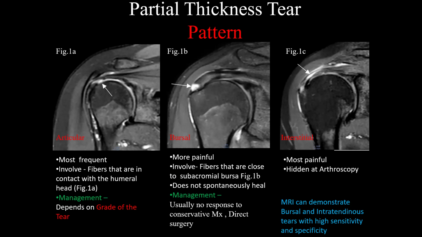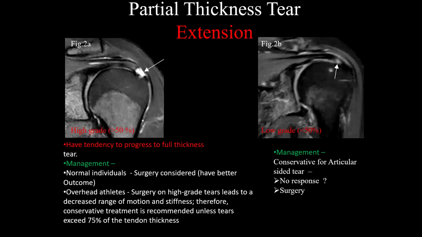Next image shows intact fibers along the bursal and the articular surface, but there is fluid signal intensity seen in the interstitium of the tendon, suggestive of an interstitial tear. These are most painful and often hidden at arthroscopy, so can be missed by surgeons. Hence, reporting them on MR report is essential on the part of radiologists. MR has high sensitivity and demonstrates the bursal and the intratendinous tear.